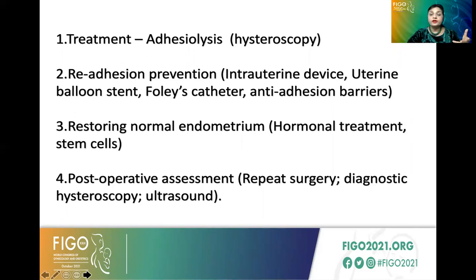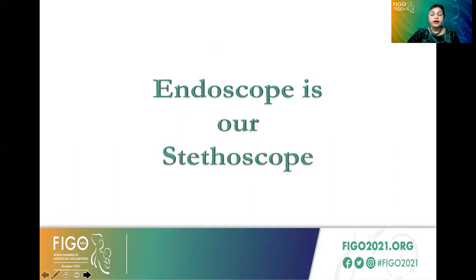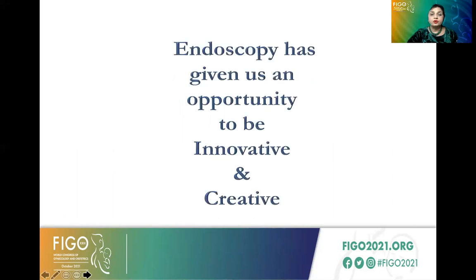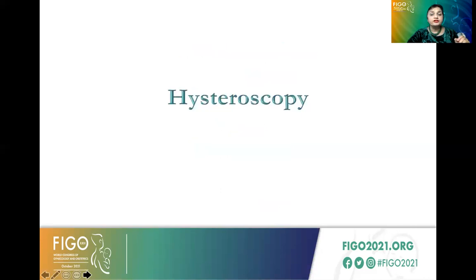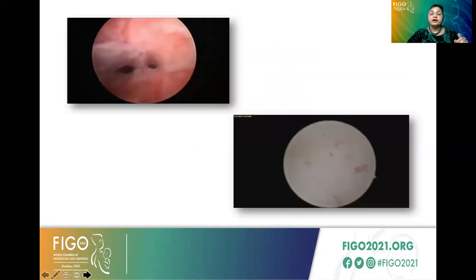Third, these are the various ways you can think about to restore the normal endometrium, either by hormonal treatment or stem cells, which we will be talking about. And the fourth important thing is, after this, how you will assess: excellent 3D sonography or second look hysteroscopy. Let's talk about this. The endoscope is our stethoscope, and it has given us an opportunity to be innovative and creative. Today, I'll be talking about hysteroscopy.